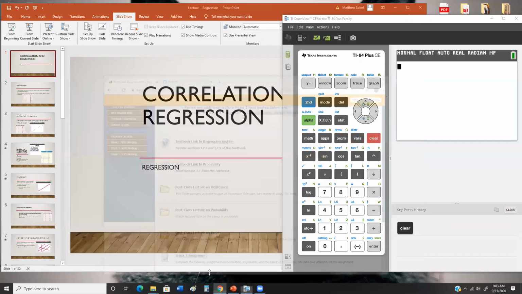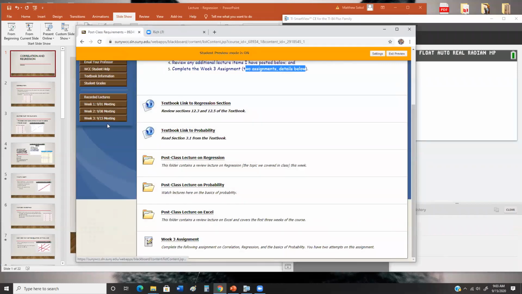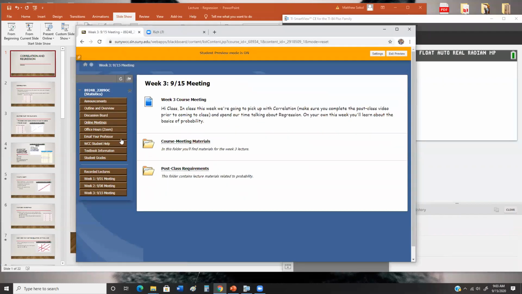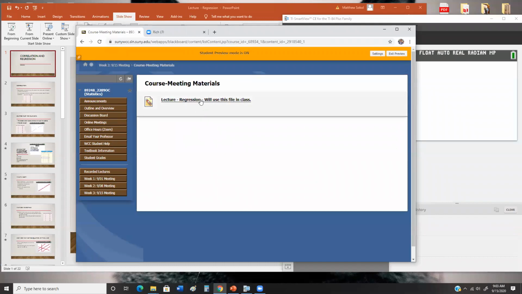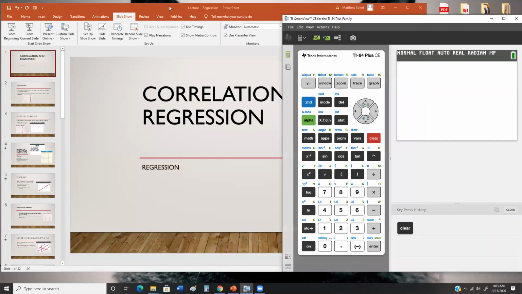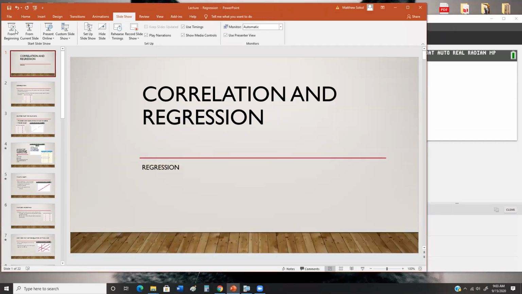So going into the classroom under week 3, under the course meeting materials, I posted this lecture file. I made one little change to it prior to class. When we get to that point, for anybody who downloaded it prior to class, I'll tell you where that change is. It's at the very end of the lecture. But I'm going to use this file right here.